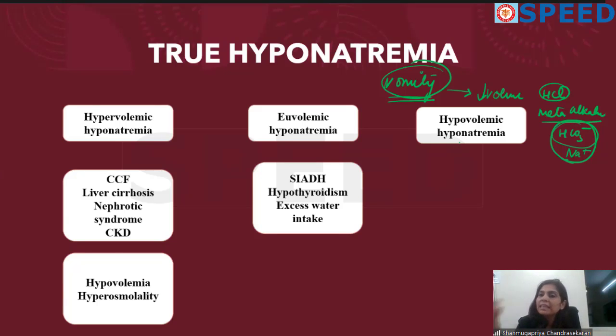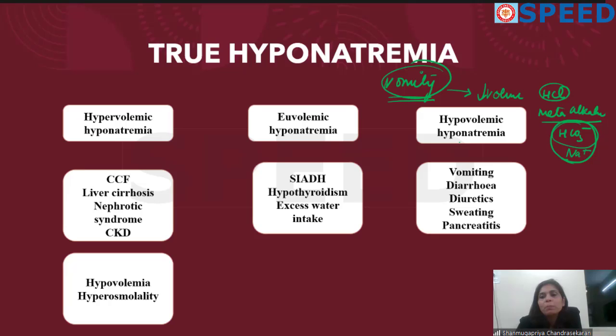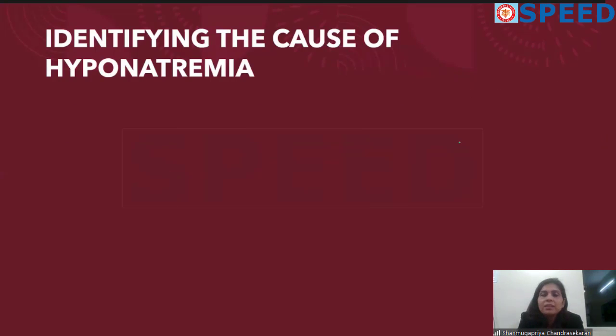Not only vomiting, it's also diarrhea, diuretic usage, sweating, and pancreatitis, wherein fluids accumulate in the extravascular space. All these would present as hypovolemic hyponatremia. And in all these, as I said, urine sodium will be low, except when the sodium is lost through the kidney. When is sodium lost through the kidney? Whenever diuretics are used, and even in some forms of vomiting, urinary sodium can be high.